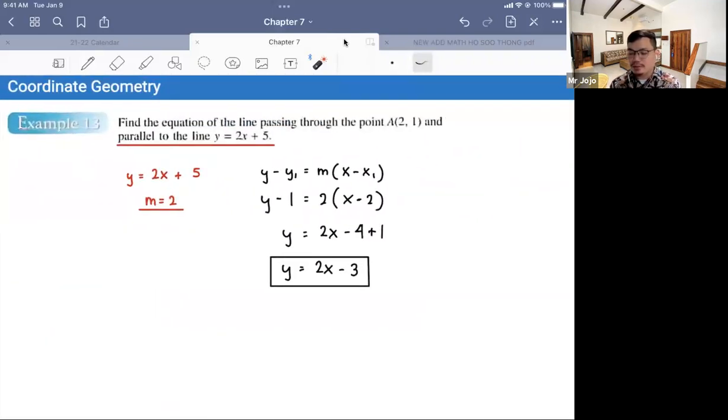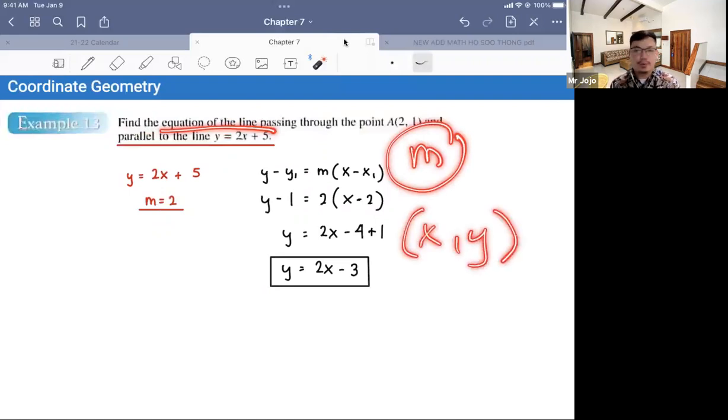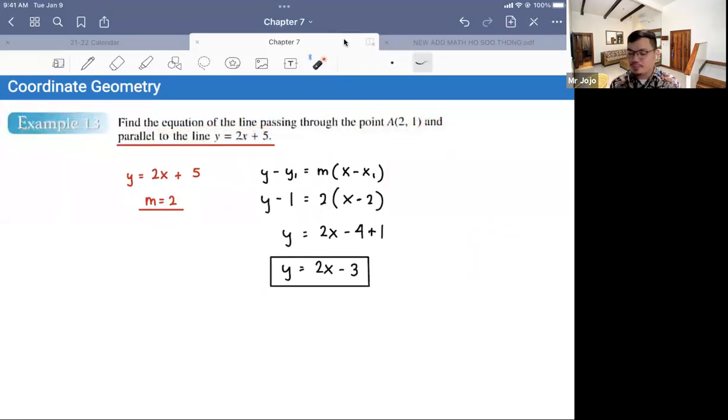Okay. Example number 13. Now find the equation of the line passing through the point A, 2, 1, and parallel to the line y equals 2x plus 5. Now, again, class, when we're looking for the equation of the line, what do we need? We need the gradient, and then we need at least 1 point on the line, right? That's what we need. However, in this question here, we only have the point, but we don't have the gradient. What it gave us is the equation of another line parallel to this line.